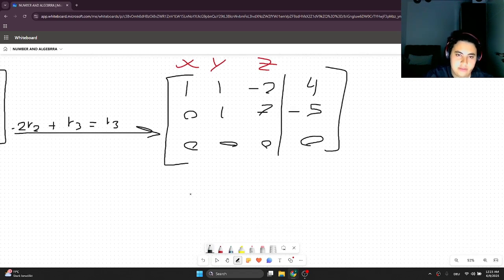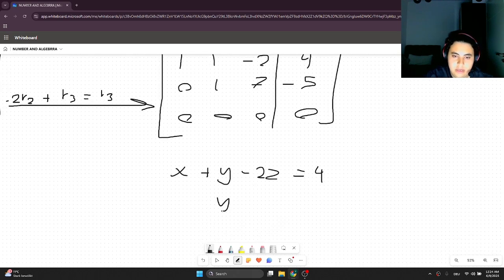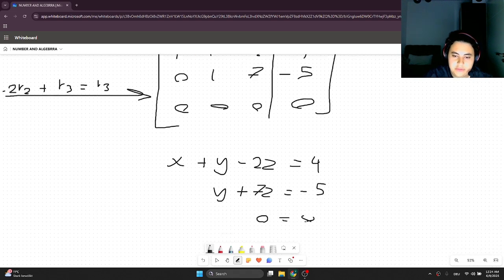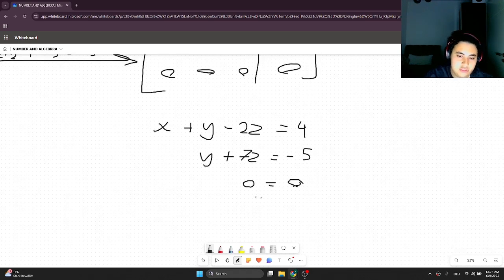So here in this case, you're going to have x plus y minus 2z is equal to 4. Then you're going to have y plus 7z is equal to negative 5. And then here you have 0 is equal to 0. So this is true. And therefore, you have an infinite amount of solutions, and they are consistent. Okay, so that's that.